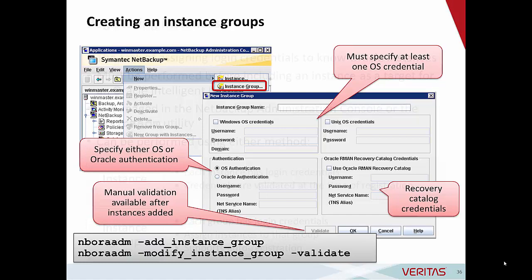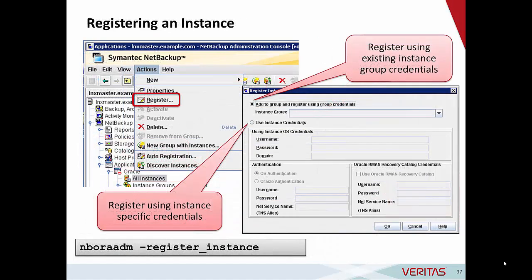NB-ORA-ATOM utility. To create an instance group, I select Actions, New, and New Instance Group. I give the instance group a name, and then there are 4 different kinds of credentials that can be specified here. I must specify at least one OS credential, Windows or Unix. I can specify both if there will be mixed platforms within the instance group. And then I can specify either OS or Oracle authentication.